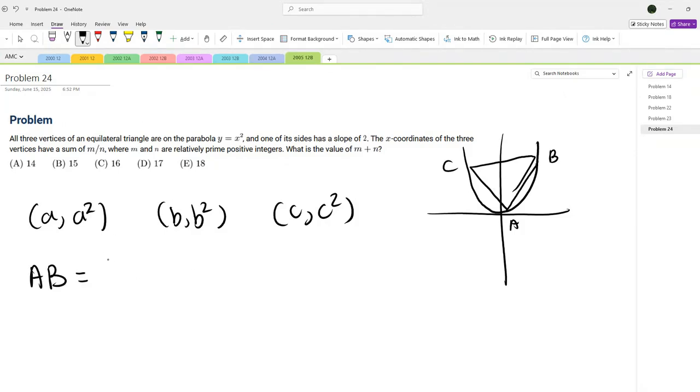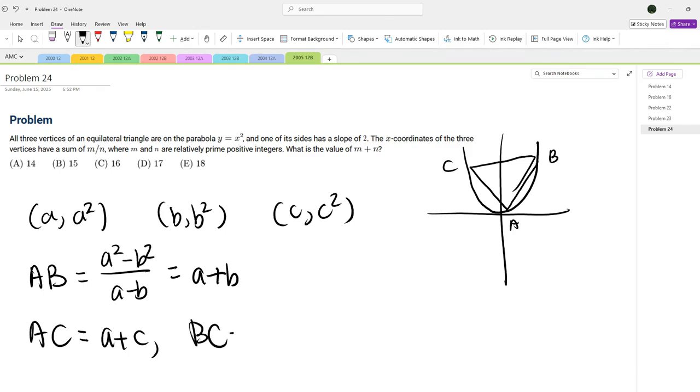the slope of AB, which would be 2, would be equal to a squared minus b squared over a minus b. This is equal to a plus b. And the other slopes can be found similarly. So the slope of AC would be a plus c, and the slope of BC would be b plus c because of difference of squares.